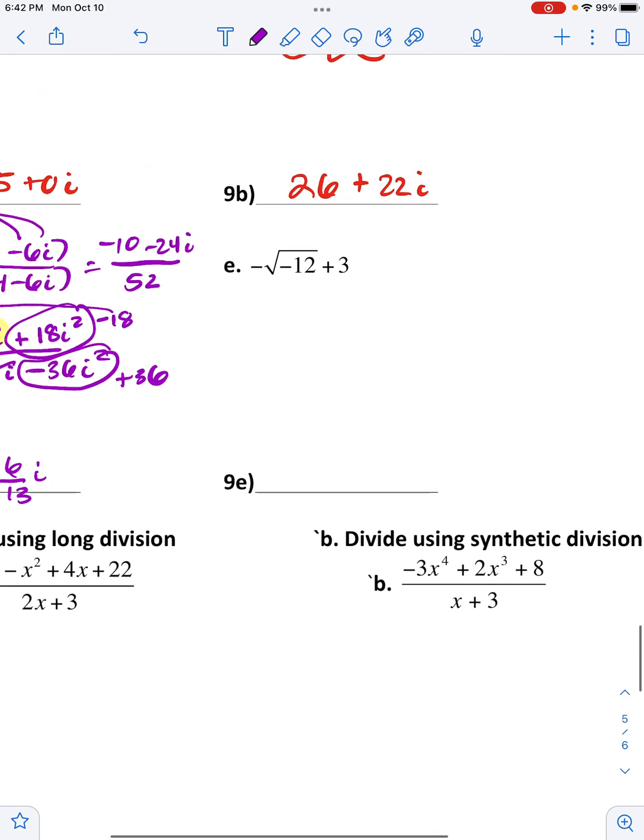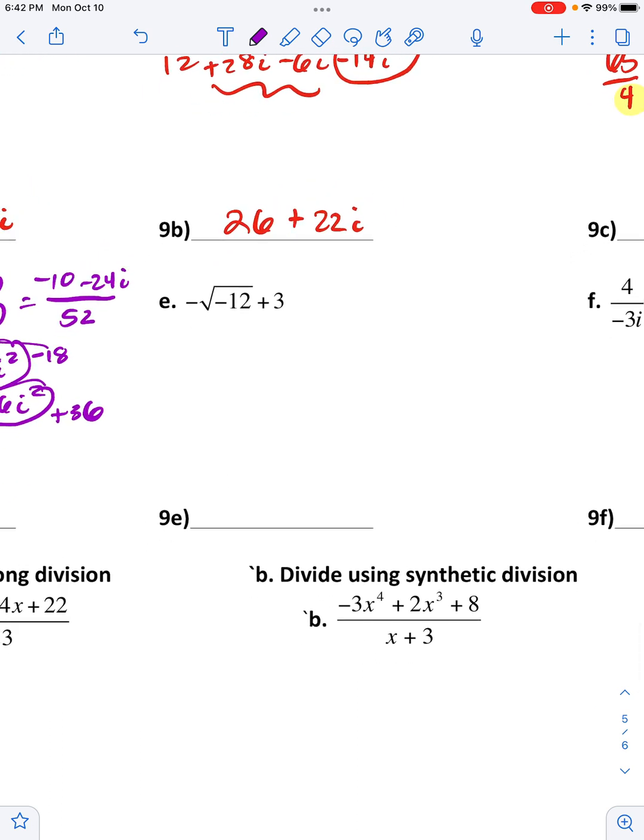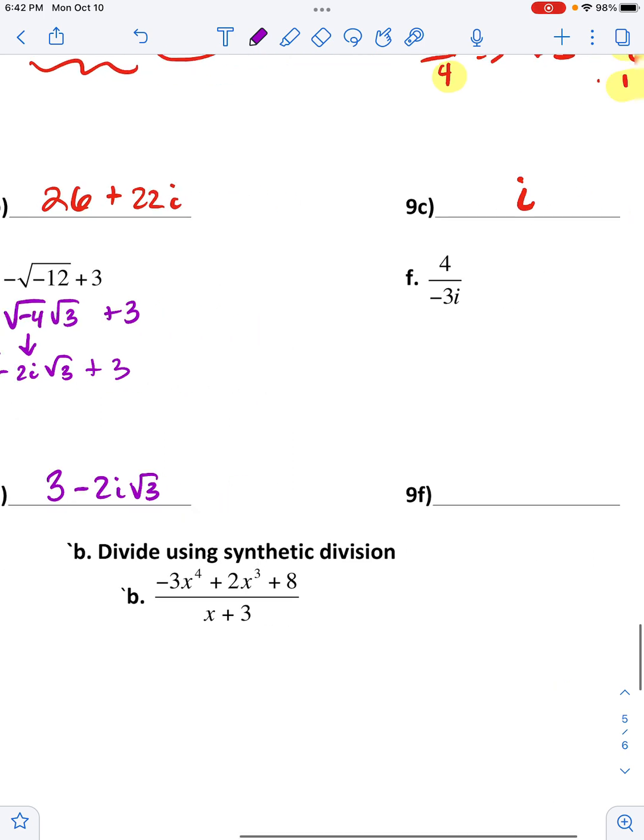Okay, so E is not a rationalizing problem, but it is still tough to noodle your way through. Think of this as a negative 4 and a 3 and then a plus 3 at the end. This is going to come out as a 2i, which is separate from the negative out in front, and this is stuck under. There's nothing that I can do. I can't really add them because this 3 doesn't have a square root. So the 3 is the real part, and then the minus 2i root 3 becomes the imaginary part. And so in standard form, I have to flip-flop those.